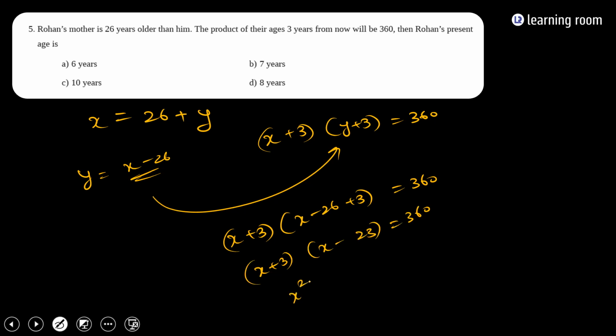So what will you get? x square minus 23x plus 3x minus 69 is equal to 360. So x square minus 20x minus 429 is equal to 0. So what are the factors of 429?